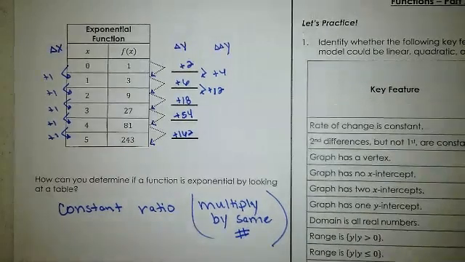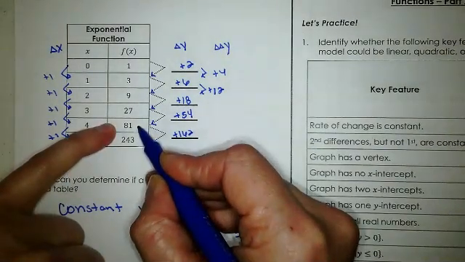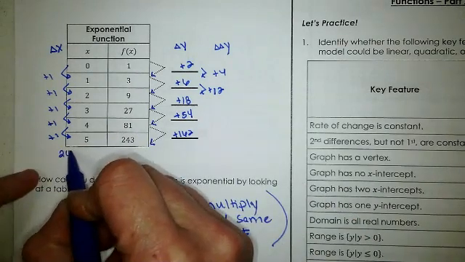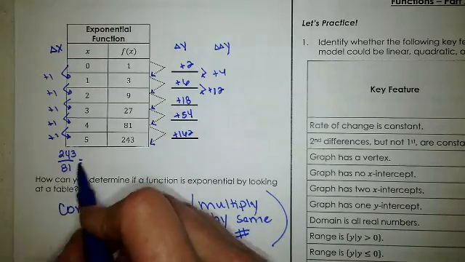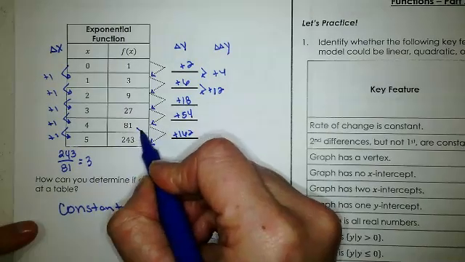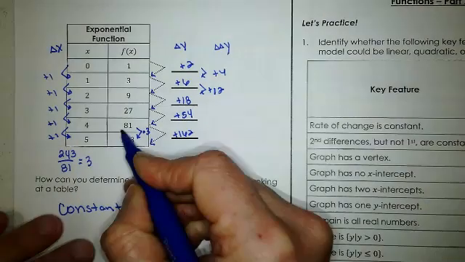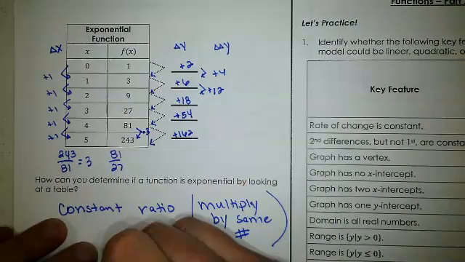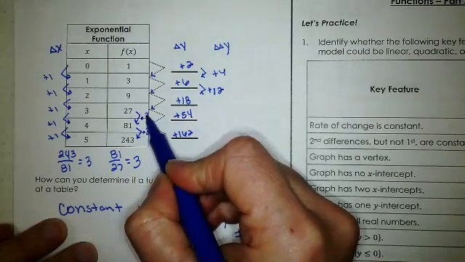So if you're having trouble figuring out what they're multiplying by, you can always work your way backwards with division. So if I don't know what 81 times something will give me 243, I can figure it out by doing 243 divided by 81. And I punch in a calculator and I get 3. So that means 81 times 3 is 243. And then I can do 81 divided by 27. Punch in a calculator, comes out to be 3. So that means 27 times 3 is 81.